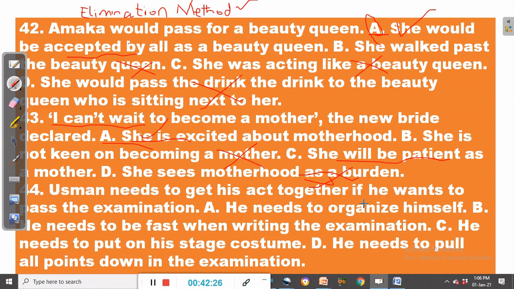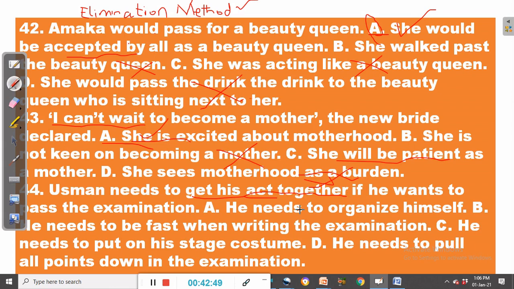Usman needs to get his act together if he wants to pass the examination. Now we have a lot of context clues here. You know, Usman needs to get his act together. When you get your act together, it's a context clue. Get your act together. What does it mean?